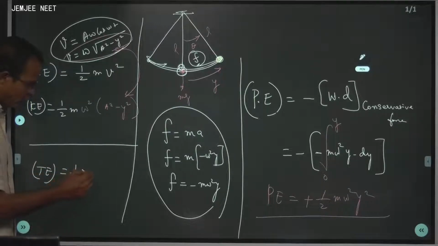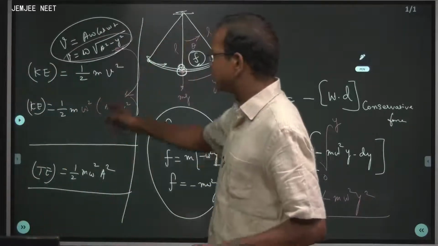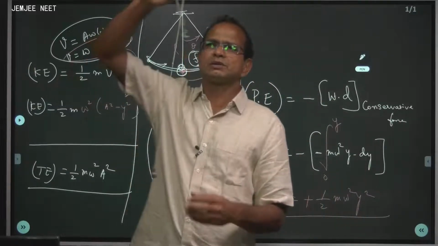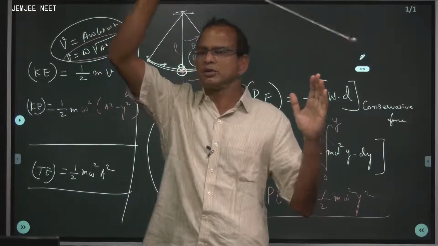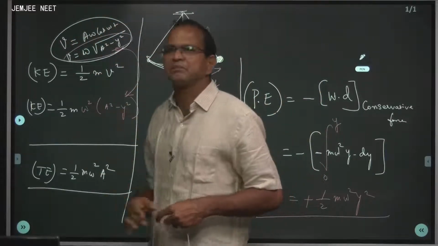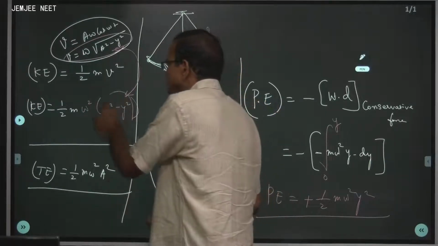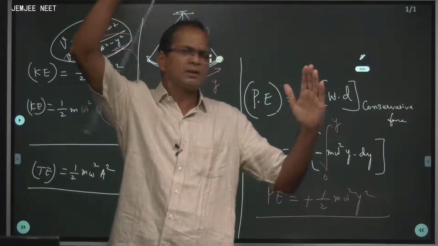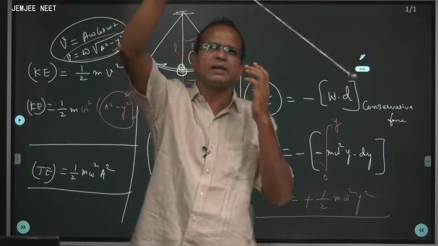Half m omega square a square is the total energy. Let us look at the kinetic energy once again. When the simple pendulum goes to the extreme position, this end and this end, what's y? Y is equal to a. So if you substitute y equal to a here, what's your kinetic energy? It is 0. No doubt the pendulum stops here, because at the edges the pendulum takes a turn where the velocity is 0. Naturally kinetic energy is 0.